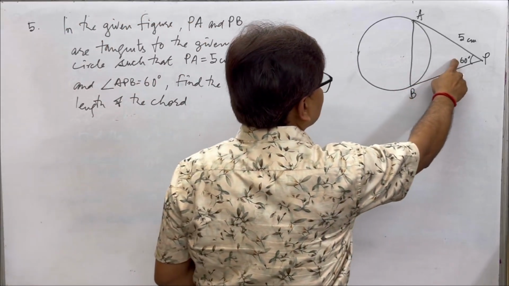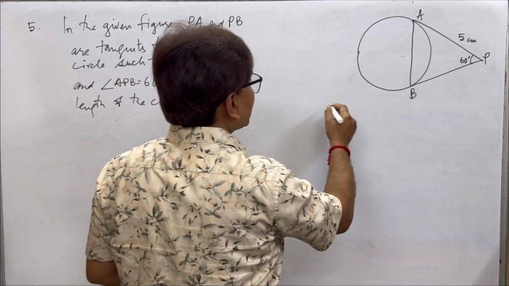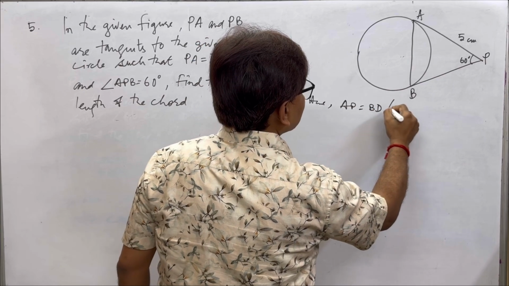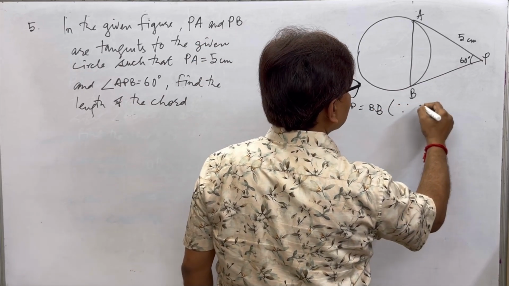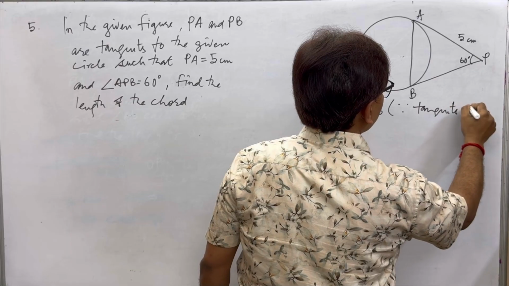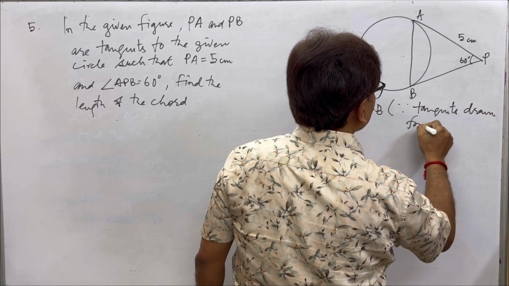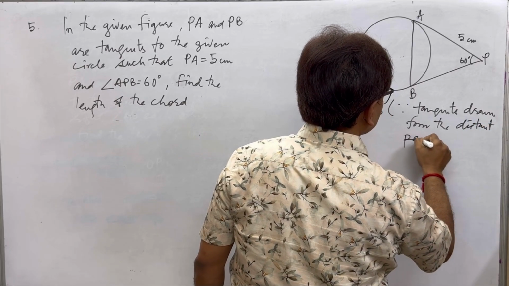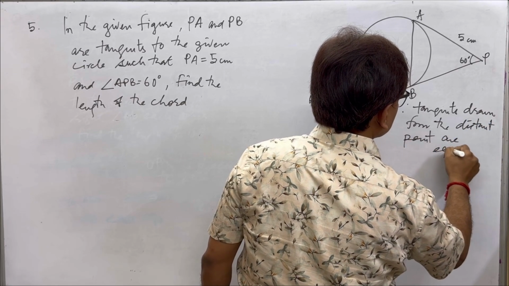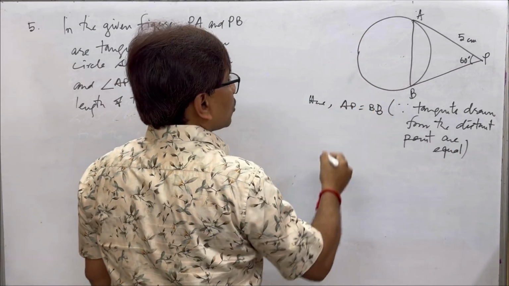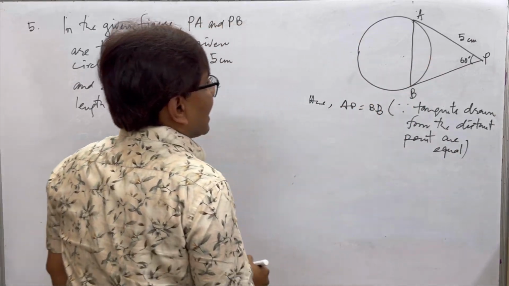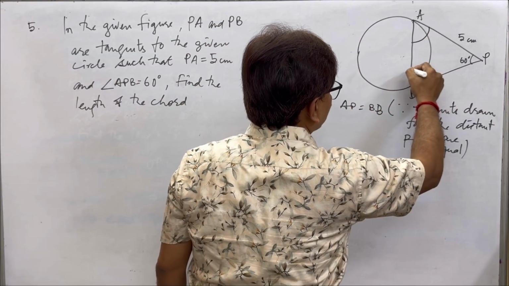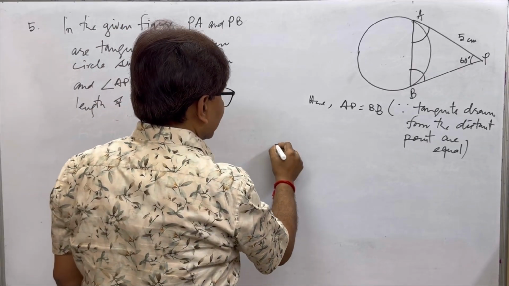Now in this circle, this is 60 degree given, this is 5 centimeter. But easily we can write here AP equals BP. Same reason: tangents drawn from the external point are equal. So these two are equal. As these two are equal, the base angles will also be equal. This angle and this angle will be equal. Yes or no?